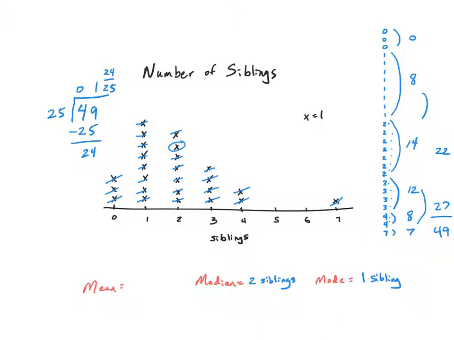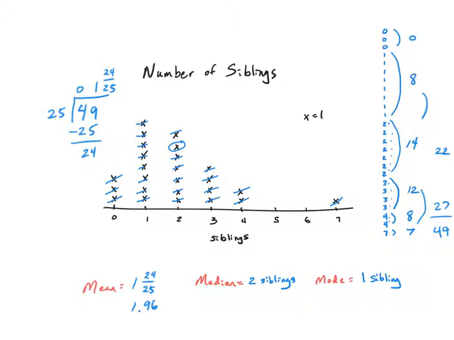So my mean or my average is 1 24/25, which is very close to 2 wholes. So that means that the average number of siblings that a student has in this class is nearly 2 siblings. As a matter of fact, if I wanted to change that to a decimal, it would be 1.9600. 1.96 siblings per student.